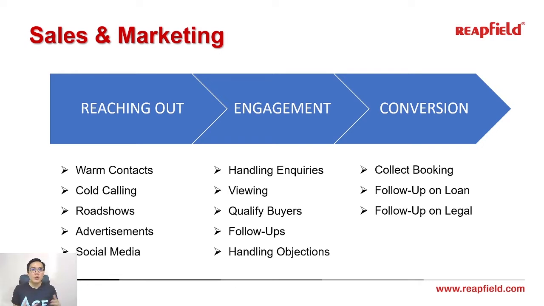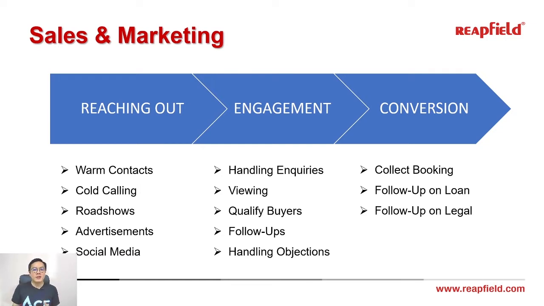If an owner decides to list with you or a buyer decides to buy with you, that is when the conversion happens, whereby there is the signing of agreements, physically collecting the bookings, working on the loans, and also following up on the legal documentation. This is what we used to do previously when technology was not so advanced. However, with the advancement of technology, it has changed how these activities are carried out.